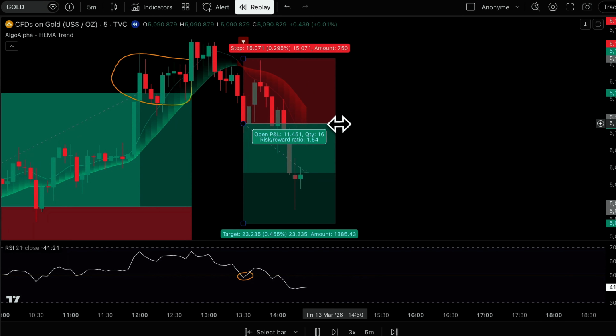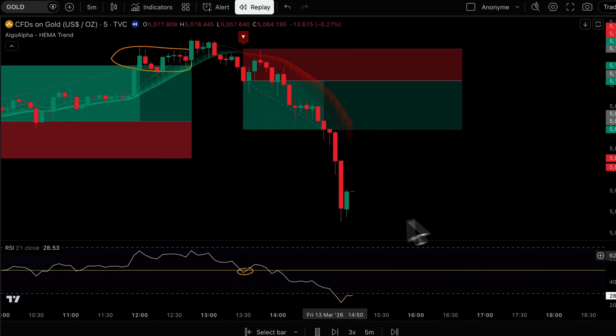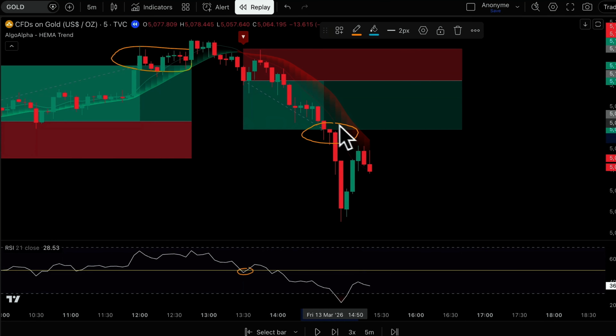Then we stay patient and wait to see if the market reaches the target. You see that the market has shifted sharply downwards, and so the target was very easily reached here.